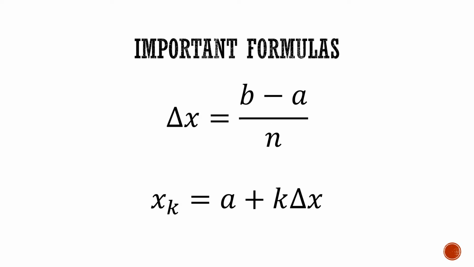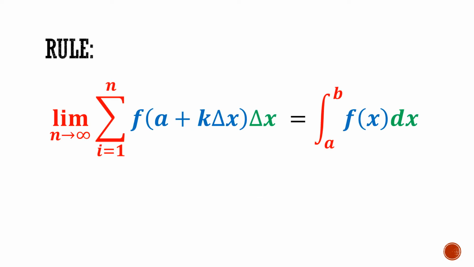Now this second formula, x sub k equals a plus k delta x, basically tells you the position along the interval after a total number of rectangles. So let's say I want the first 3 rectangles. This formula will tell you what the length of the base is for those 3 rectangles. The reason we need to know that is because we can take the Riemann sum, or this summation.